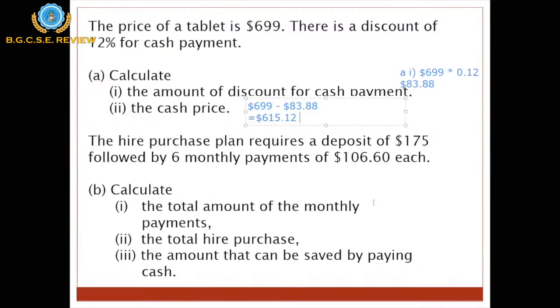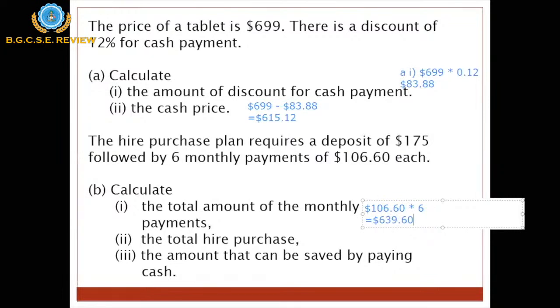Well, I'm going to add another text box down here. If I pay $106.60 for a total of 6 months, my total monthly payments are going to be $639.60.